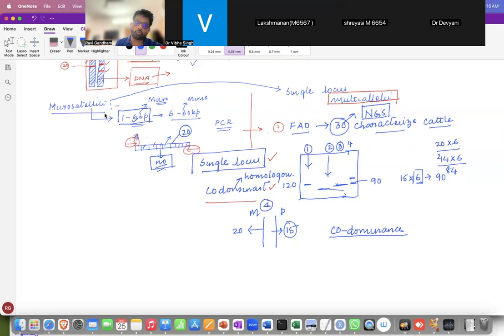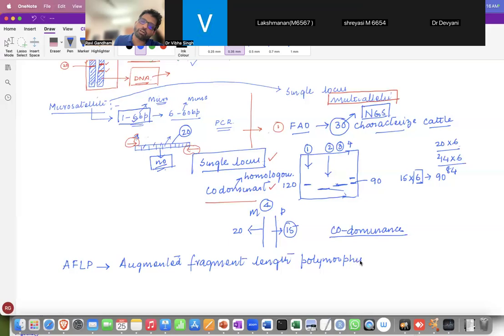Now we are left with one last marker that is called AFLP. AFLP is what? Augmented fragment length polymorphism. That this should be very clear. Augmented fragment length polymorphism. Okay.